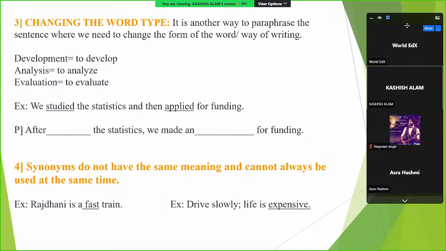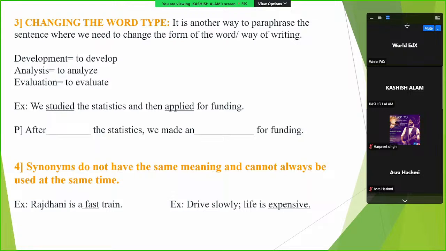Synonyms do not have the same meaning and cannot always be used at the same time. Now, this is again one of the blunders that candidates preparing for the IELTS make. In order to increase the vocabulary range and learn the synonyms, they go to Google, type any one word, search for the synonym, and whichever is good for them, they start typing it in their sentences. That is again a caution point where you need to take care.